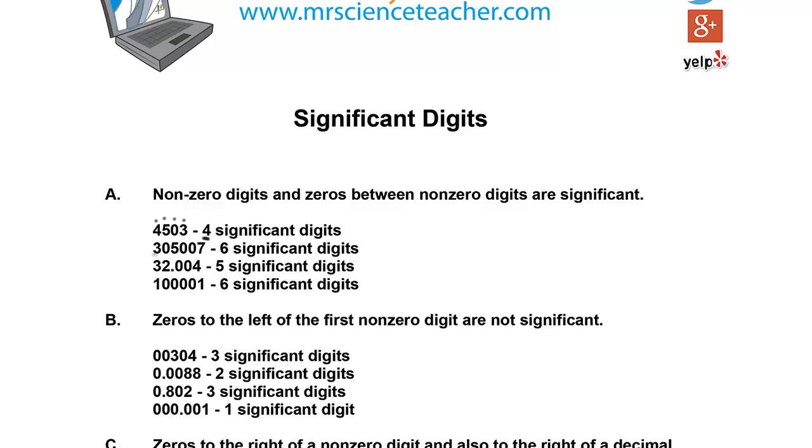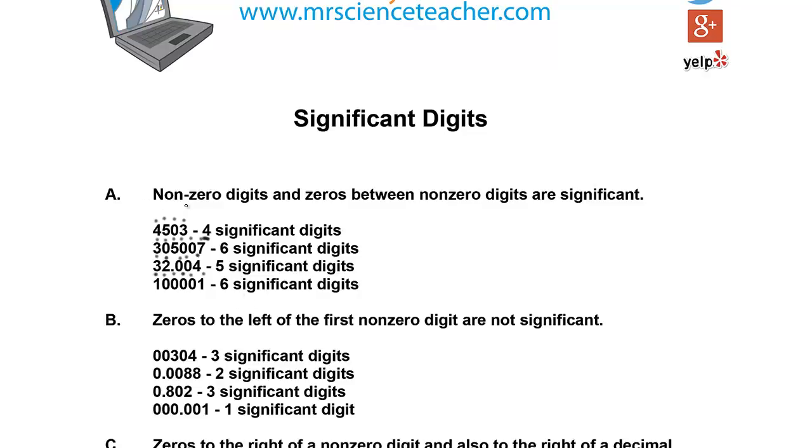For the next one, we have a 3 and a 5 and a 7. But all of these zeros are between significant digits, so we have to count them all. So 1, 2, 3, 4, 5, 6. Likewise here, 1, 2, 3, and 4 and 5. These are all significant. 1 and 2, and all of these zeros in between are significant for a total of 1, 2, 3, 4, 5, 6. So that's the first one.